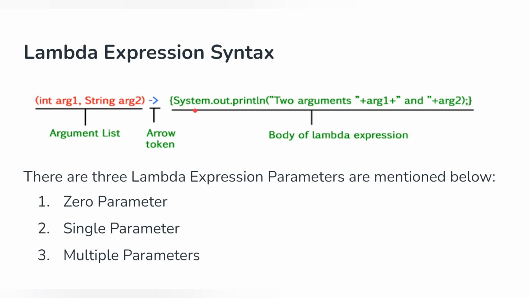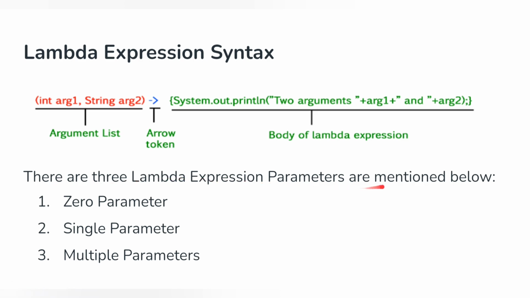Here we are providing one println statement which says two arguments, then we are printing argument 1 and argument 2. So the main thing is there are three important parts in a lambda expression syntax. First is the argument list, then we have the arrow token, and then we have the body of the lambda expression.